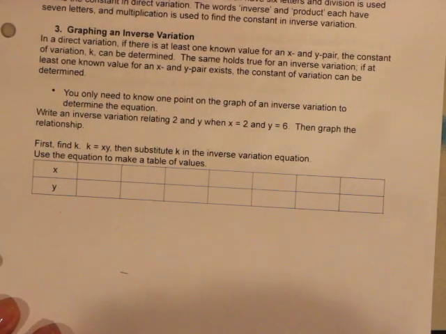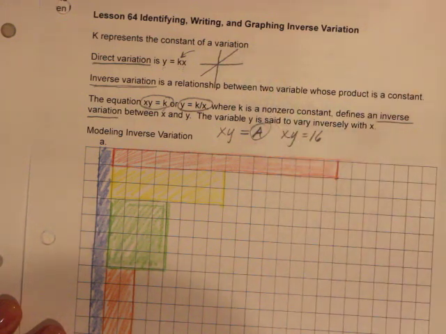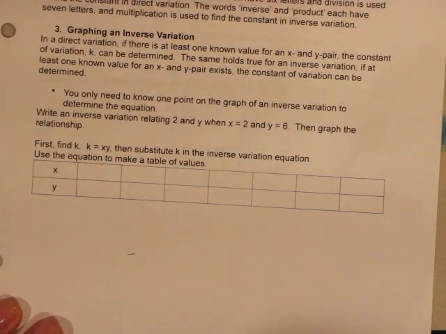Let's talk about what I think is the coolest part of this relationship. So far, guys, we have only been graphing direct variations. That is, remember this from the first page? Straight lines. An inverse variation, however, does not look like a straight line.